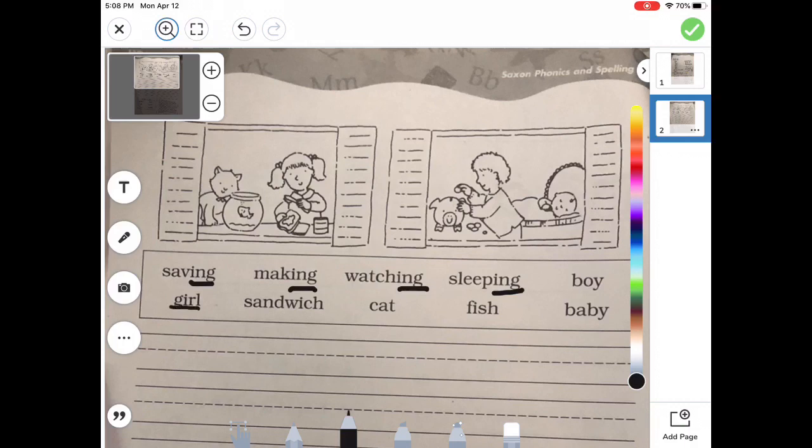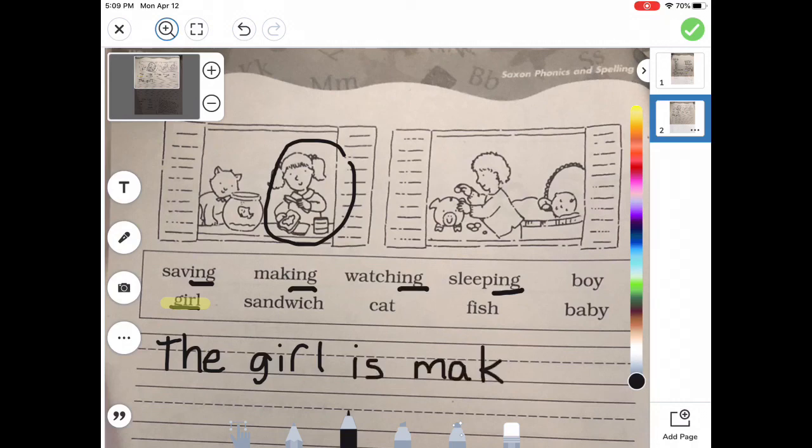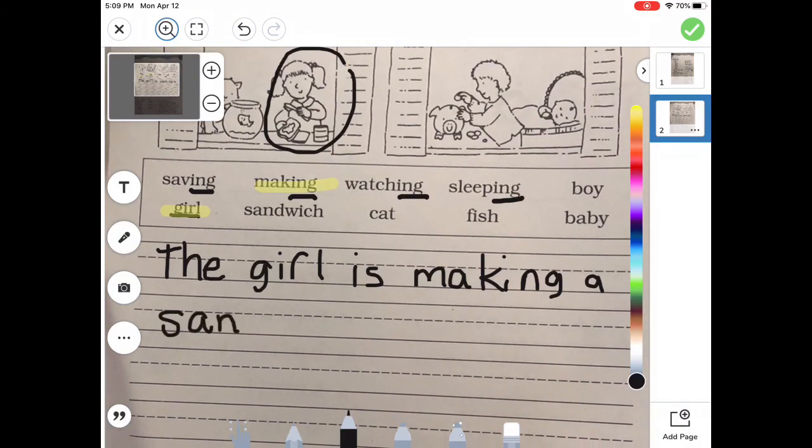What is our girl doing? So here's my girl right here. What is she doing? She's making a sandwich. Very good. So I can say the girl, so then I can say that I used girl, is making, so I used making, and then what's she making? A sandwich. Very good. And make sure I put that period at the end. So look, I used 3 words already.